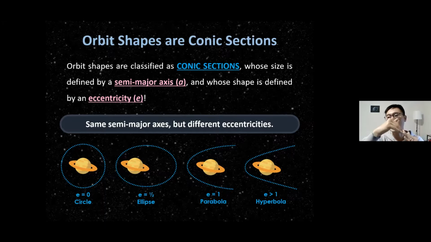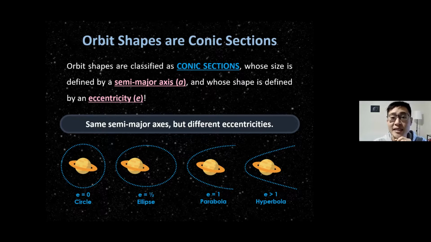If I cut it in an oblique shape, I kind of get an ellipse. And at certain angles, when I cut it at the same slope angle of the cone, I get a parabola. Anything steeper than that, I get a hyperbola. So that's just an intuitive way to think about it. But I'm going to explain what a semi-major axis and what an eccentricity is.